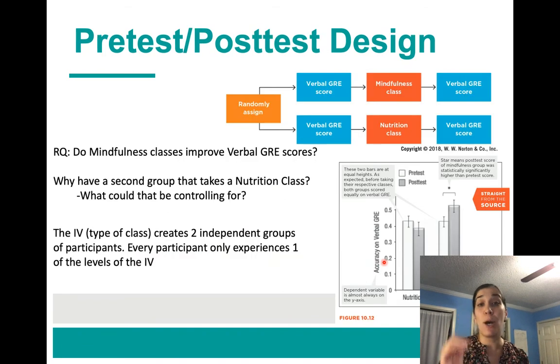In a pre-test post-test design, you get randomly assigned into groups again, but you get your dependent variable twice. You get your dependent variable first, then you get one level of your independent variable, and then you get your dependent variable again. So for example, let's say I wanted to see whether mindfulness improves GRE scores on the verbal part of the GRE. The GRE is essentially the grad program version of SAT.